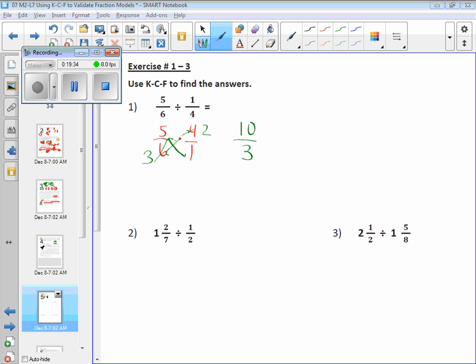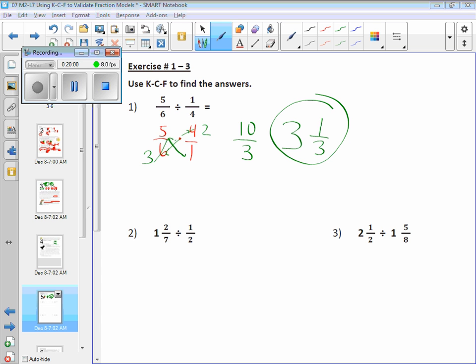What do I do now? Skylar. Shh. One more time. Okay, I got to change it back into a mixed number. How do I do it? 3 goes into 10. How many times at least? With how many left over? 3 and 1/3. Final answer. Okay?